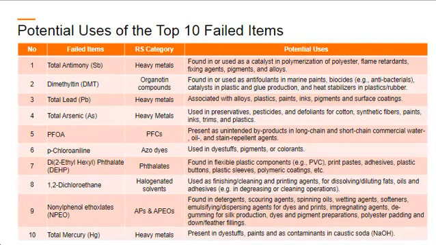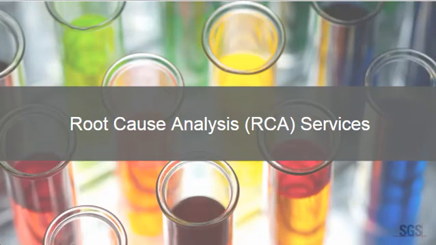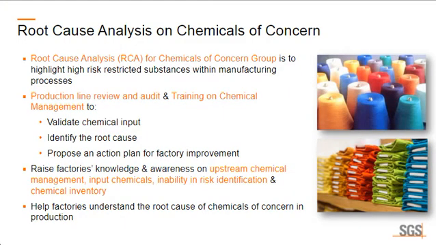Okay, let's see the root cause analysis service. The root cause analysis, we usually use the short name RCA. The RCA is to highlight the high-risk restricted substances within manufacturing processes. It concerns the production line review and audit and training on chemical management, in order to validate the chemical input, identify the root cause, and also propose an action plan for the factory to improve their chemical management.